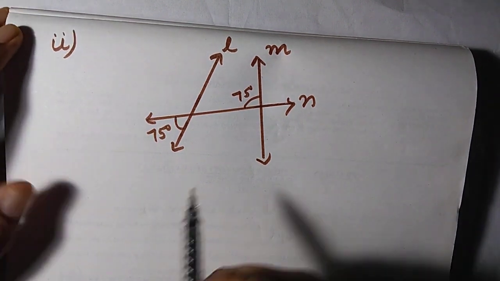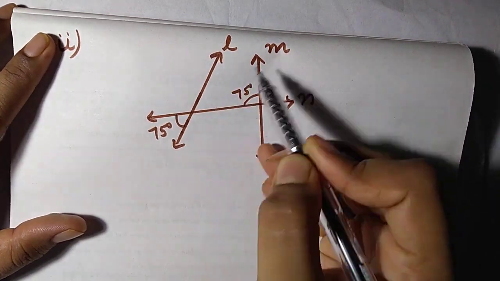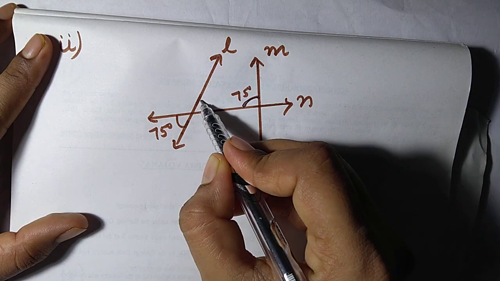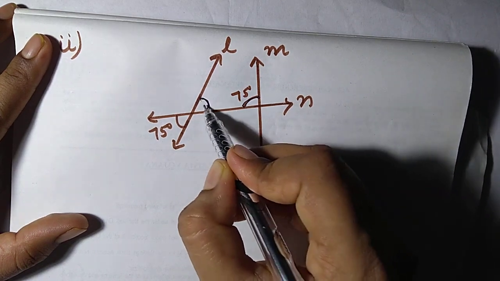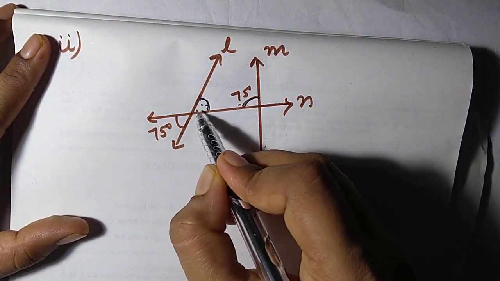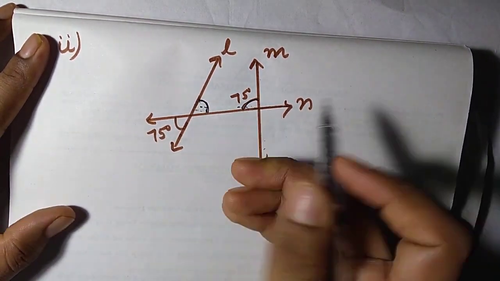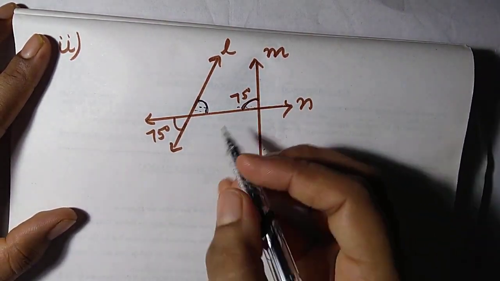Okay. So here, if these are the two lines, this is one interior angle and this will be the second co-interior angle, because these two angles are inside the lines. It means interior. And co means together. It means same side of the transversal.